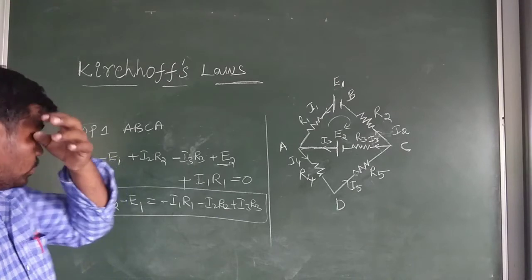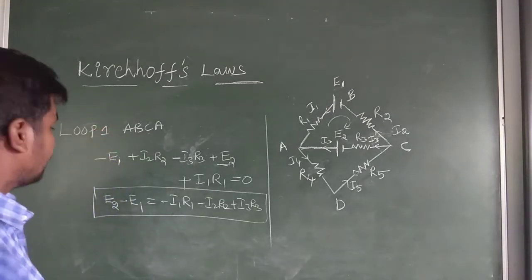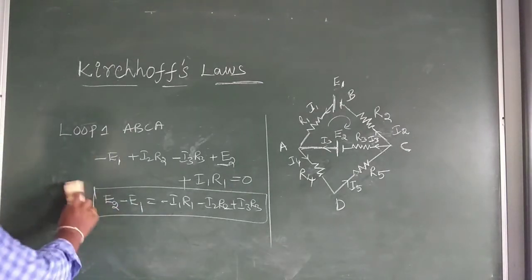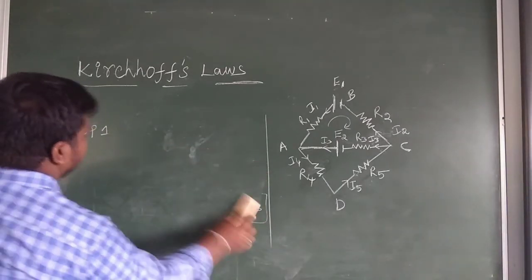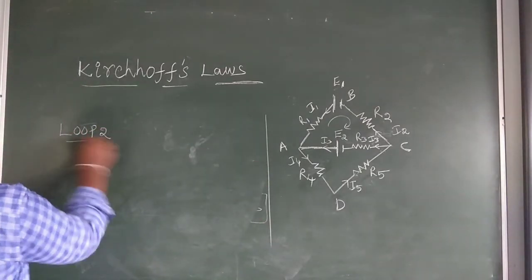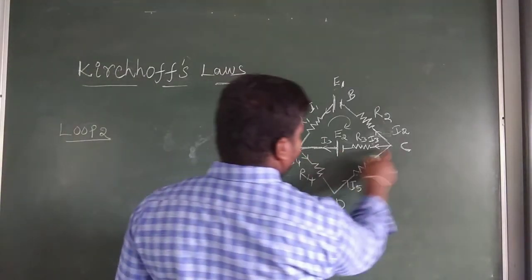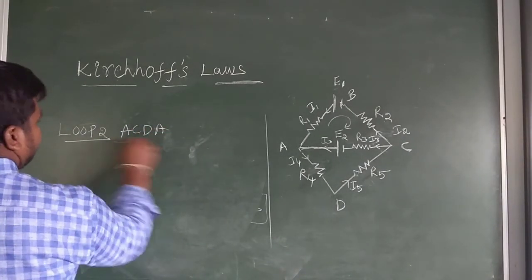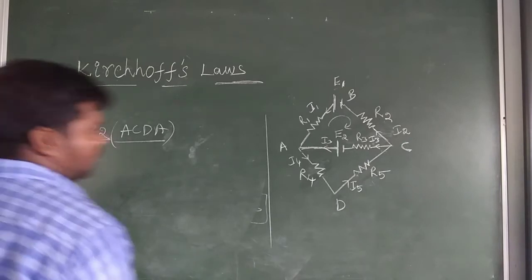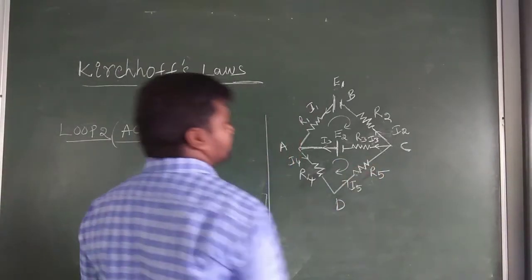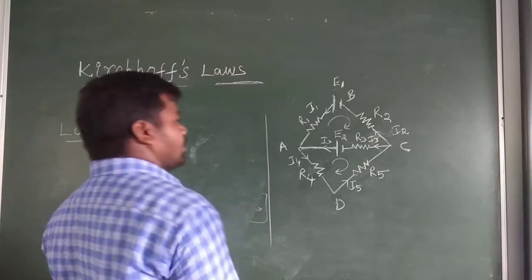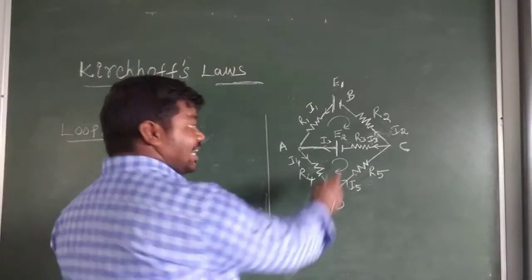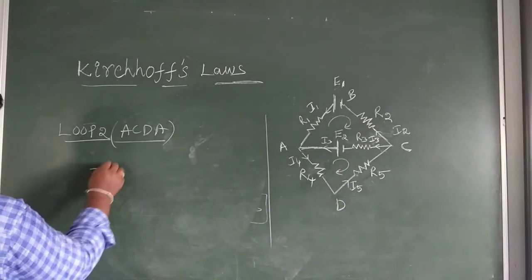Okay, coming to loop 2. Loop 2 is A, C, D, A. So here we can take clockwise direction. Now we can start from E2. The direction is towards the negative terminal. That's why we have to take minus E2.